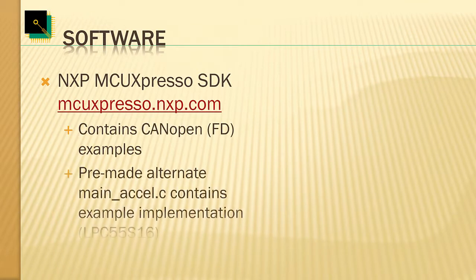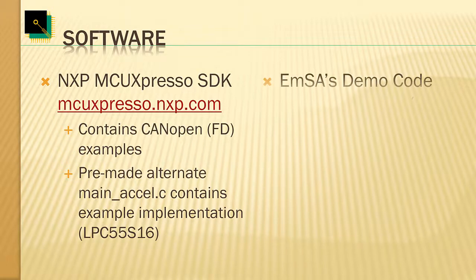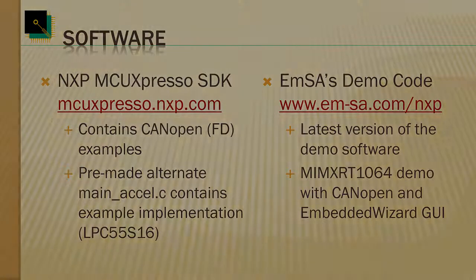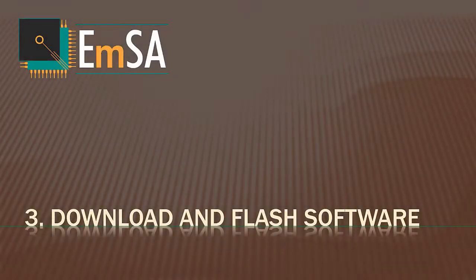Looking at the software required, you of course need the MCUXpresso SDK. It contains the CANopen examples, and it has also pre-made alternate main files, and these contain the examples used in this demo. For the complete demo code, simply go to our webpage emsa.com/nxp. The latest version of the demo software will always be available there for download. In the following section, we'll have a look at where to download the software and how to flash it into the boards.